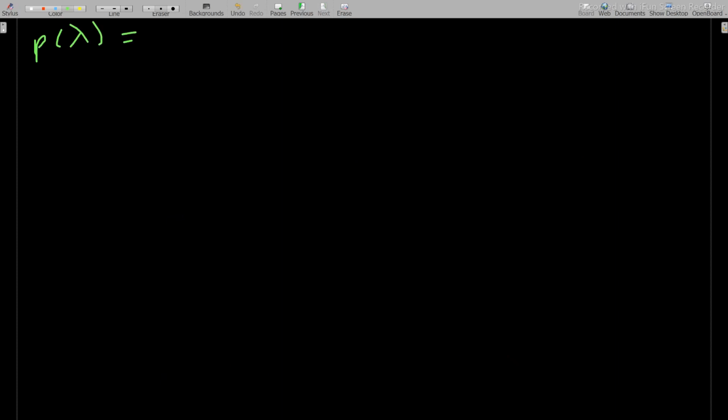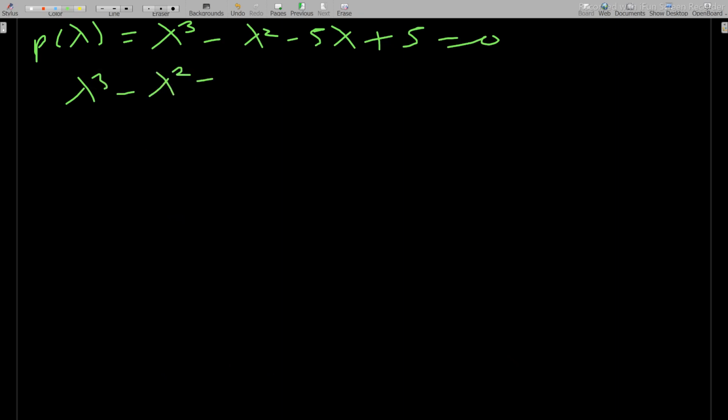Okay, this is equal to lambda cubed minus lambda squared minus 5 lambda plus 5. So I equate this to 0 and solve for it: lambda cubed minus lambda squared minus 5 lambda plus 5 equals 0.